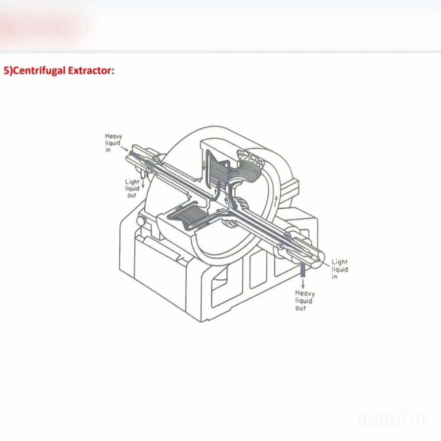Heavy liquid is fed to the center while light liquid is pumped to the periphery to overcome the centrifugal force. Heavy liquid moves outward along with the outer phase, while light liquid is forced to flow inward along the inner surface.